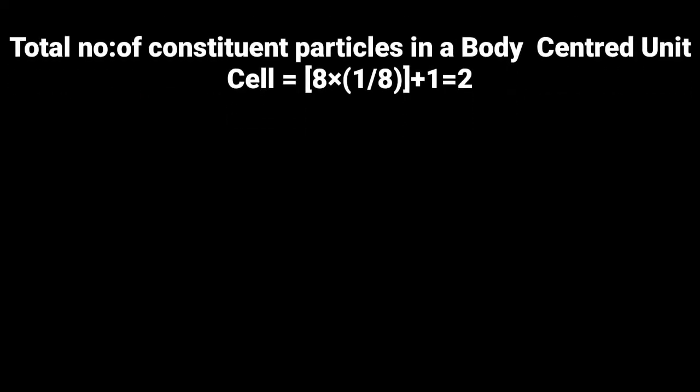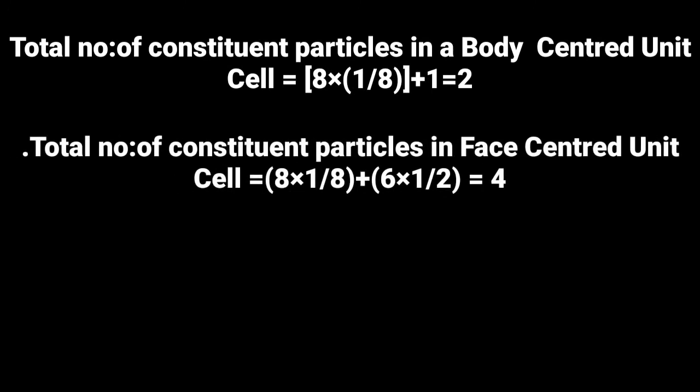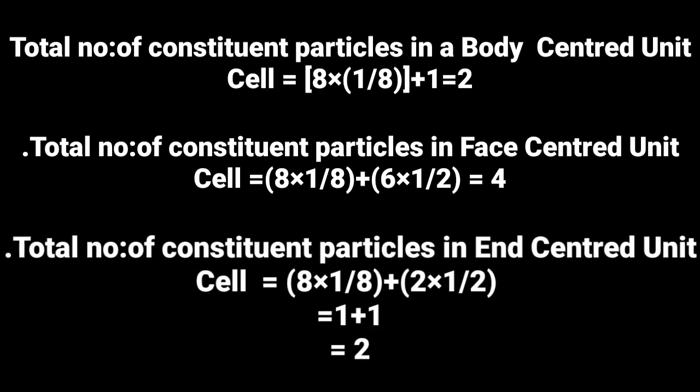Total number of constituent particles in a body-centered unit cell equals 8 × 1/8 + 1 = 2. In a face-centered unit cell, it equals 8 × 1/8 + 6 × 1/2 = 4. In an end-centered unit cell, it equals 8 × 1/8 + 2 × 1/2 = 1 + 1 = 2.